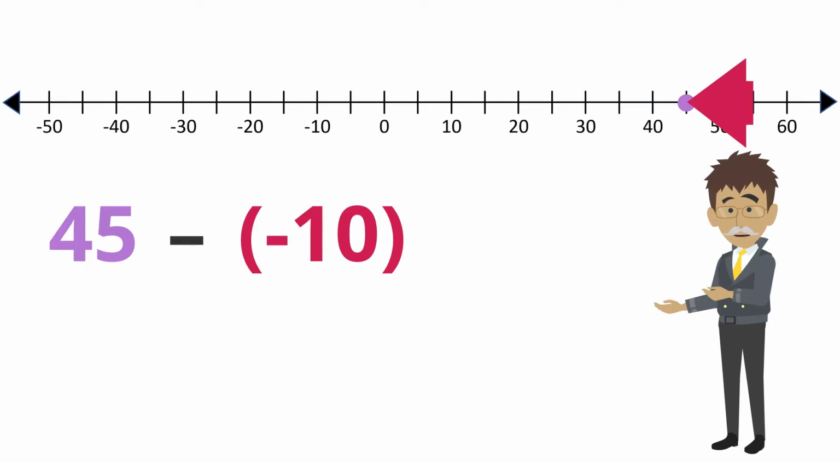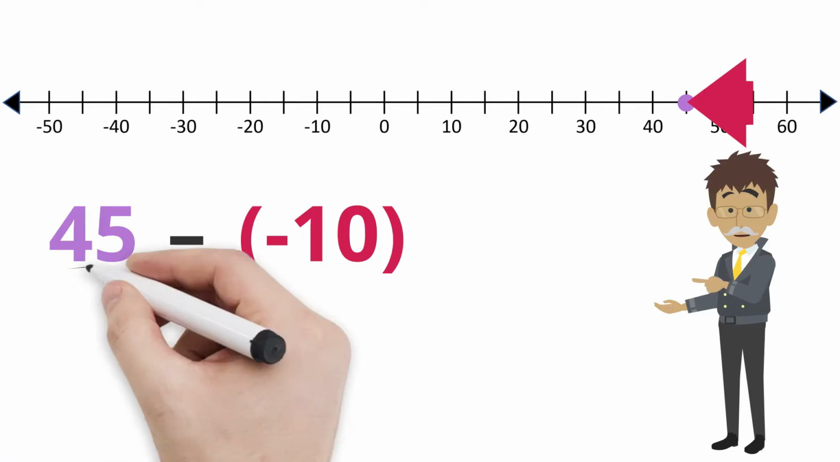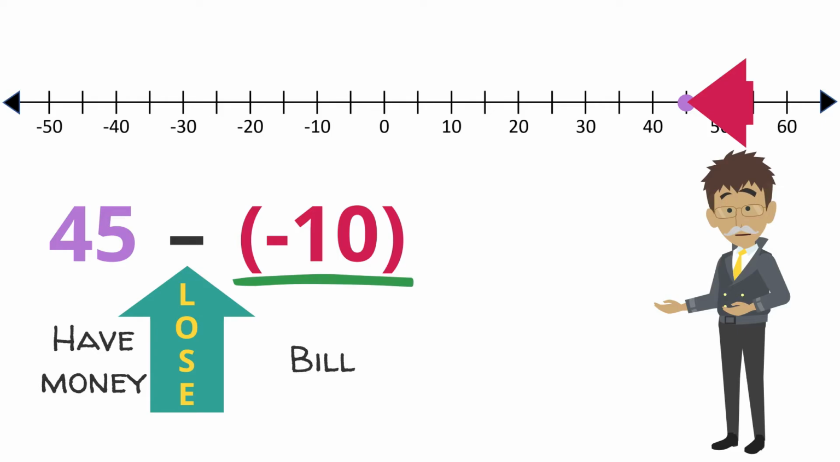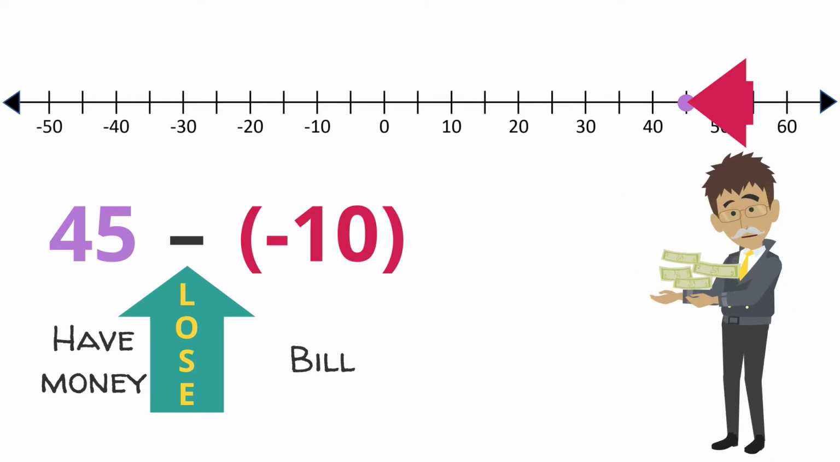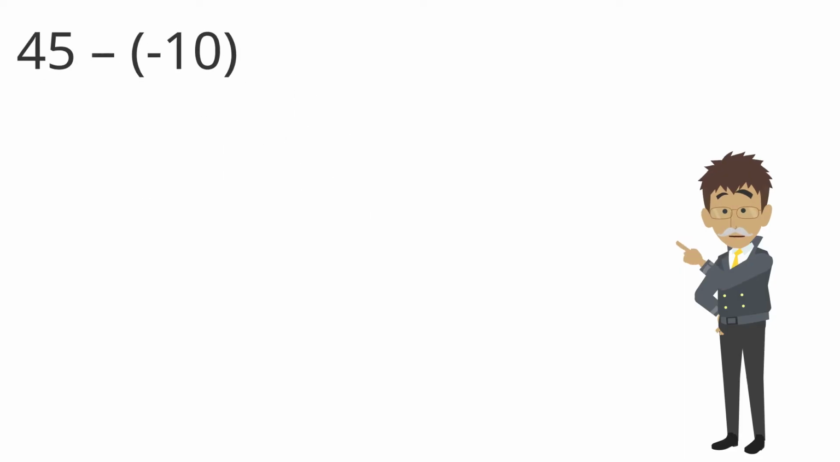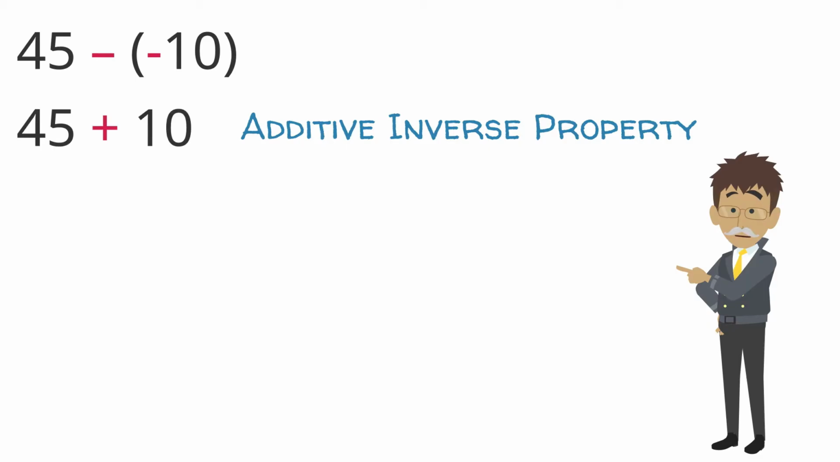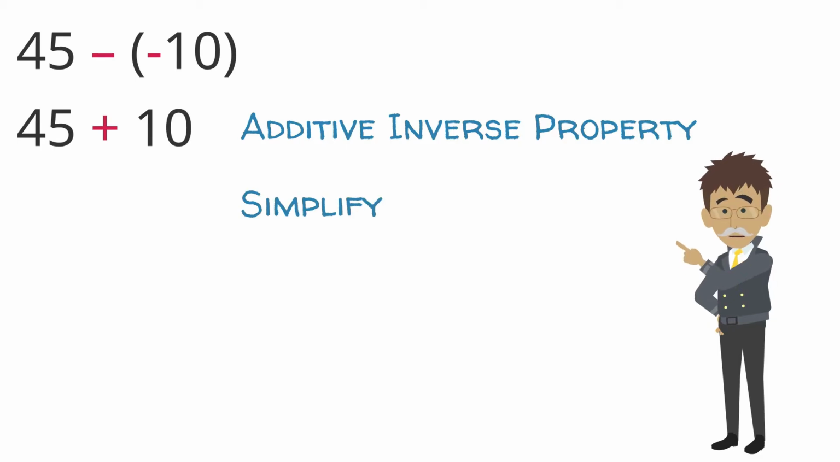The thinking behind this is that I started with $45, but I lost a bill for $10. My mom is taking away the bill I paid for the groceries. As I already paid the amount, I am getting a refund. Look at the math. The inverse property is used twice for the opposite of 10. Then we simplify the statement for an answer of 55.